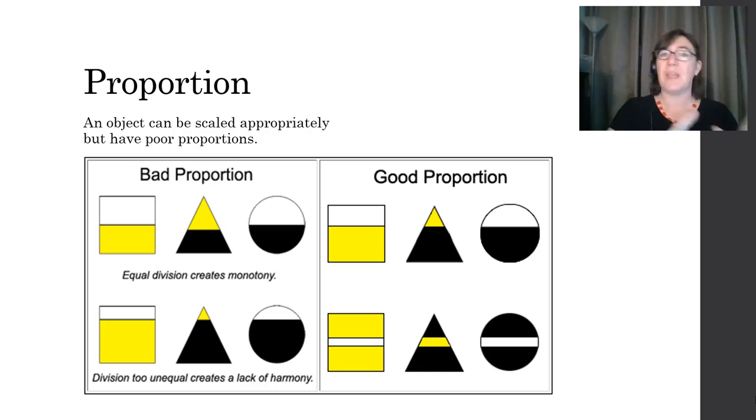And these are very abstract, of course, but the suggestion is that absolute equality in the division kind of is a monotonous look. All right. And also, if it's too uneven, you lack harmony. And so here are some examples of good proportion also.